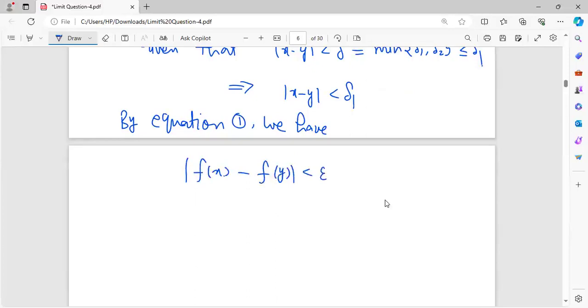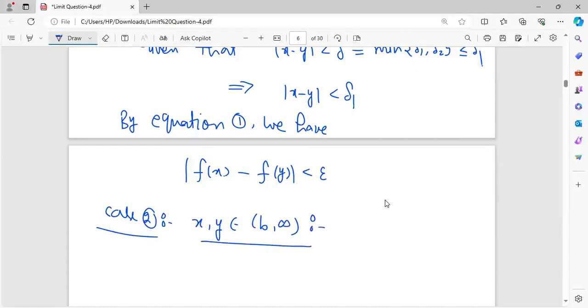Now see case 2. Case 2 is x, y belong to this interval. Because there are three possibilities: either x, y belong to the closed interval [a, b], or x, y belong to the open interval (b, infinity), or the third case will be x belongs to the closed interval [a, b] and y belongs to the open interval (b, infinity). The second case is this.